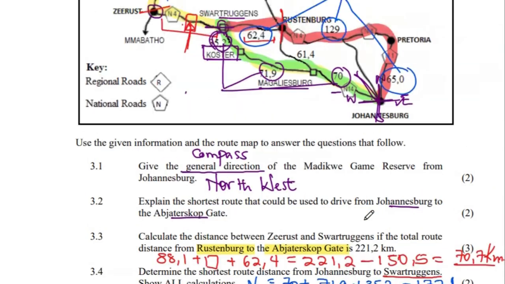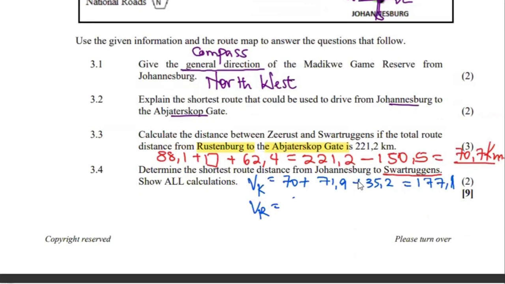The distances for Rustenburg are up there. We are going to say one is 65 plus 129 plus 62,4. What answer do we get? All right, 129 plus 65 plus 62,4. What answer do we end up having here?